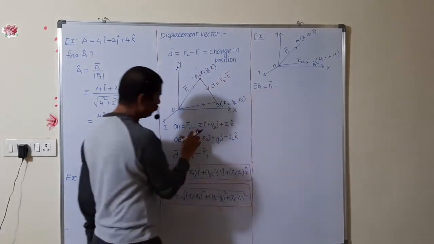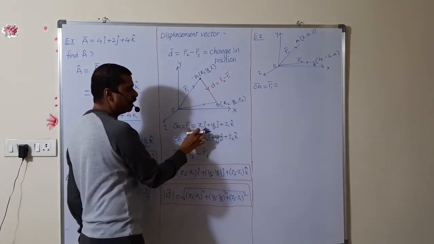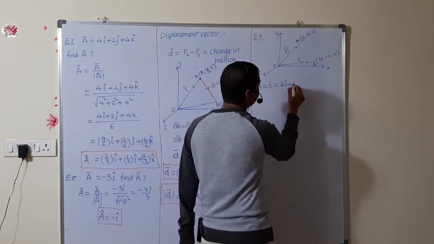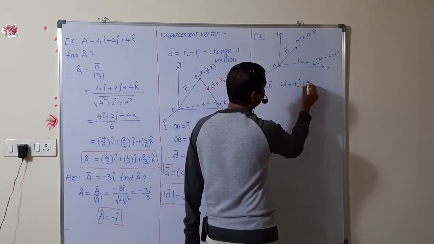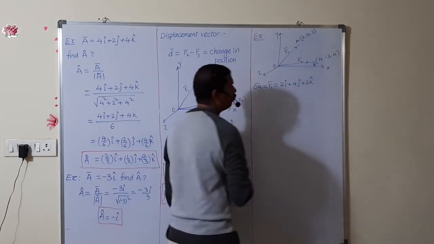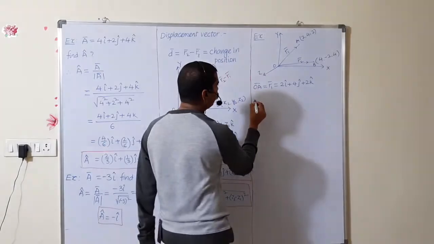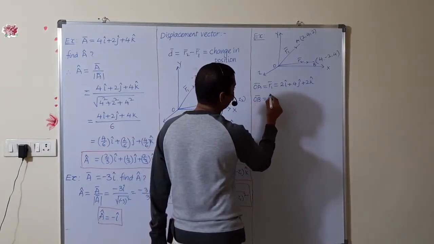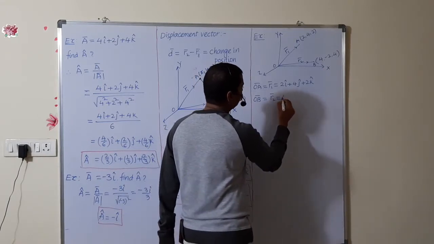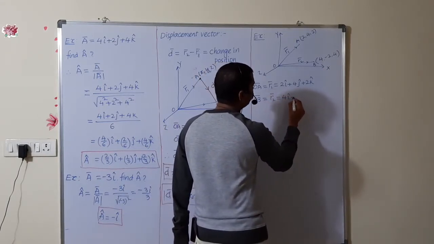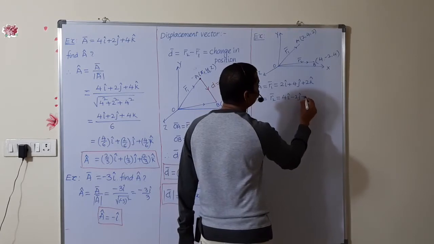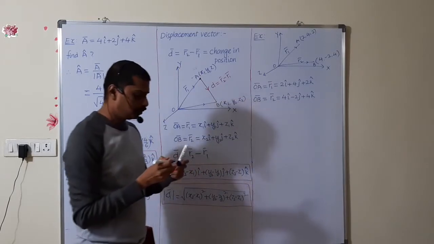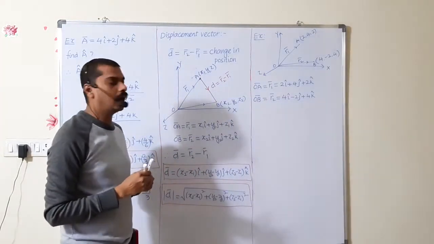Now we have to write in terms of like that. R1 equals 2 i cap plus 4 j cap plus 2 k cap. This is the first position vector. Now going to the second position vector, it is represented by R2. R2 is equal to 4 i cap minus 2 j cap plus 4 k cap. Now we have written the two position vectors R1 and R2.